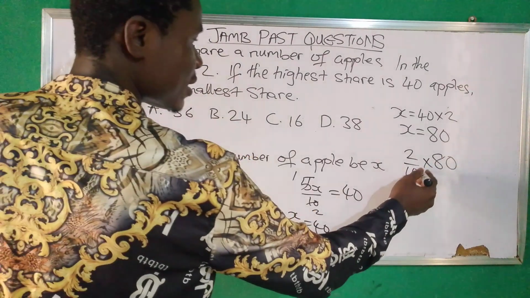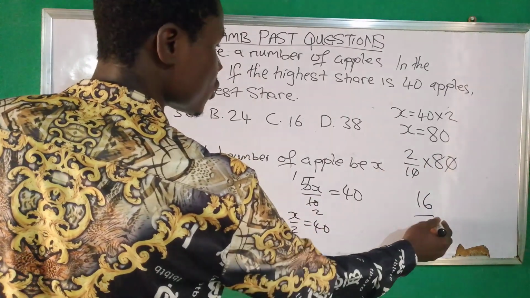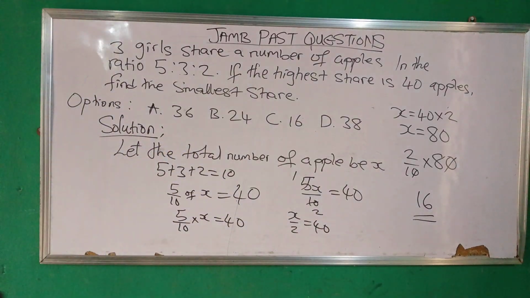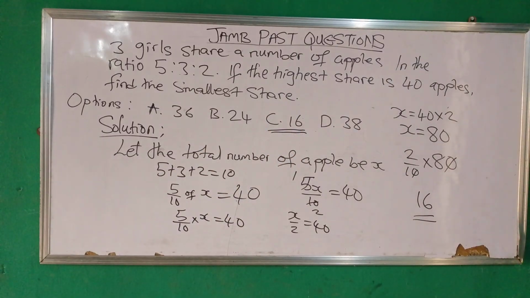Alright, so 0 cancels 0, we have 2 times 8, which is 16. So the smallest share is 16, and that shows that the correct answer is C. The smallest share of the apples is 16.